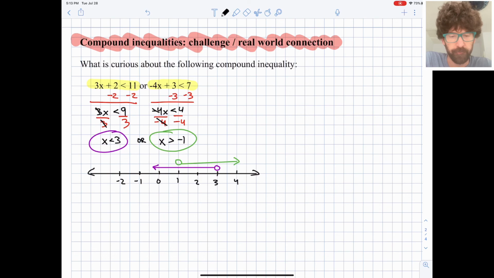Okay, there are a few numbers in this solution set that sort of fall within both categories, but keep in mind we don't need both categories to be met. It's not an and problem, it's an or problem. So we just need either purple or green to be met. So x is any real number.